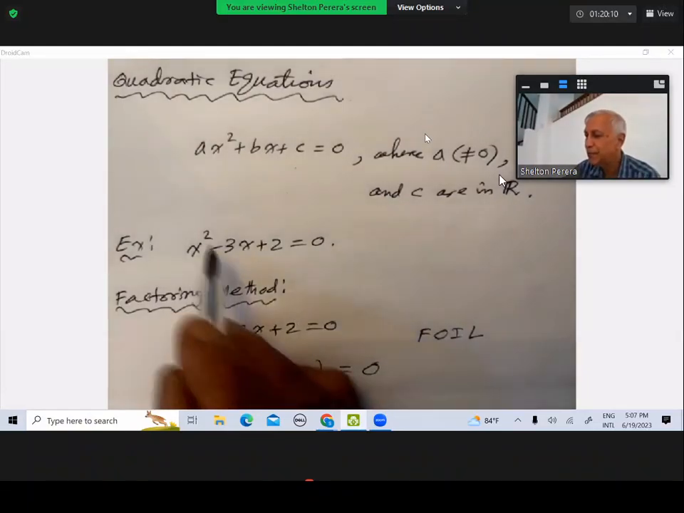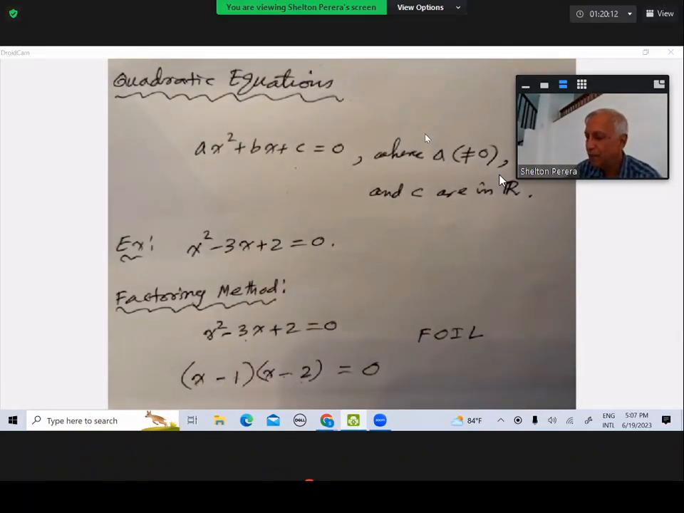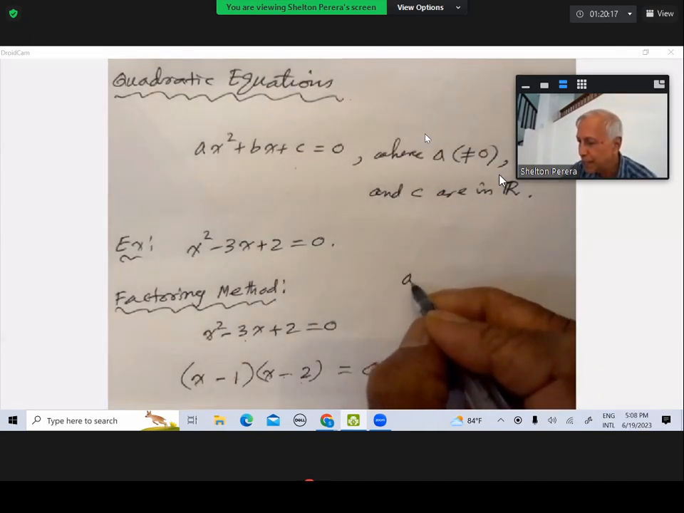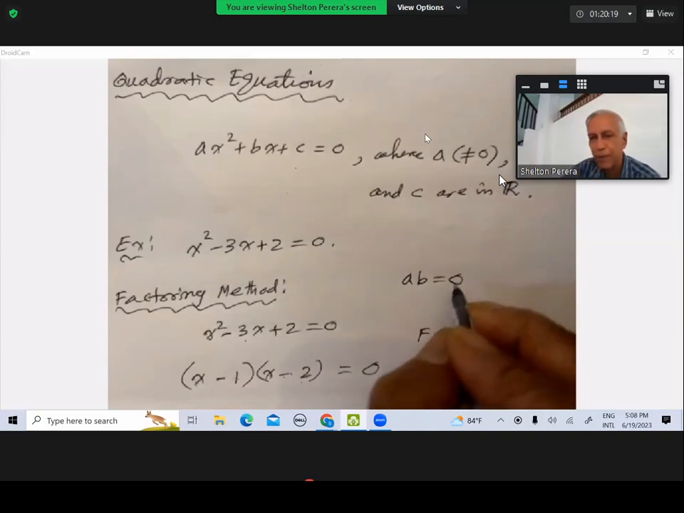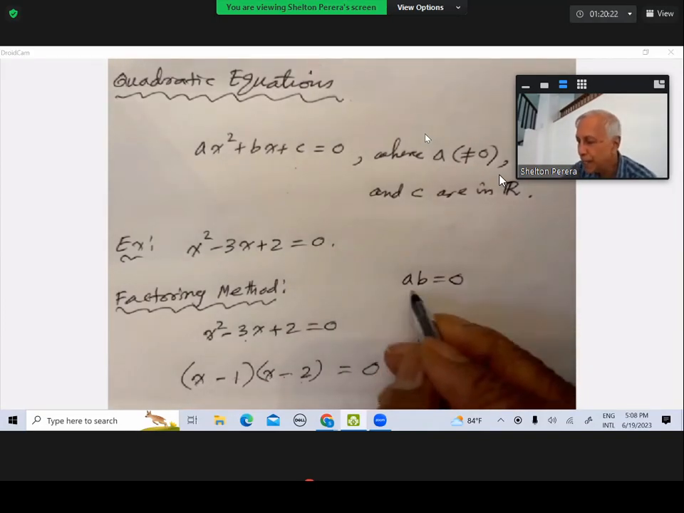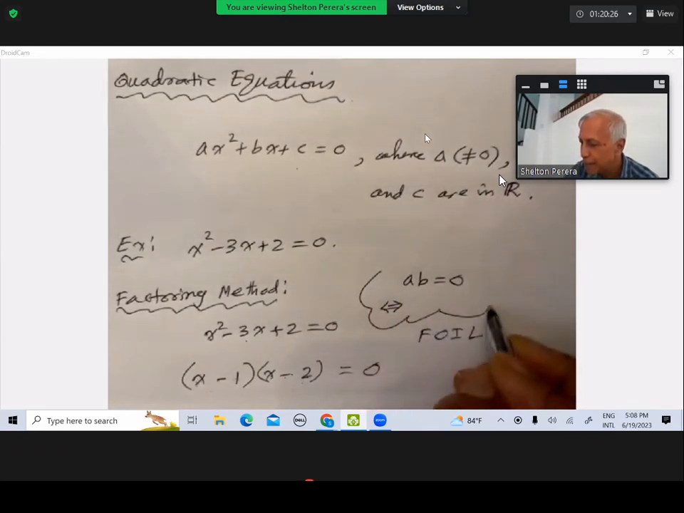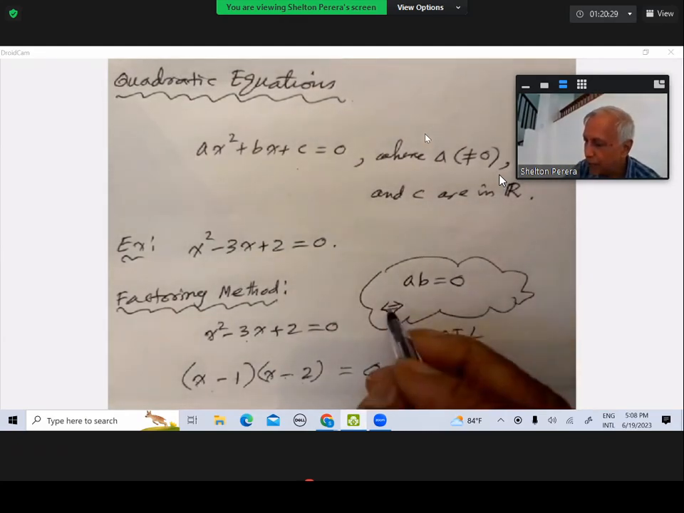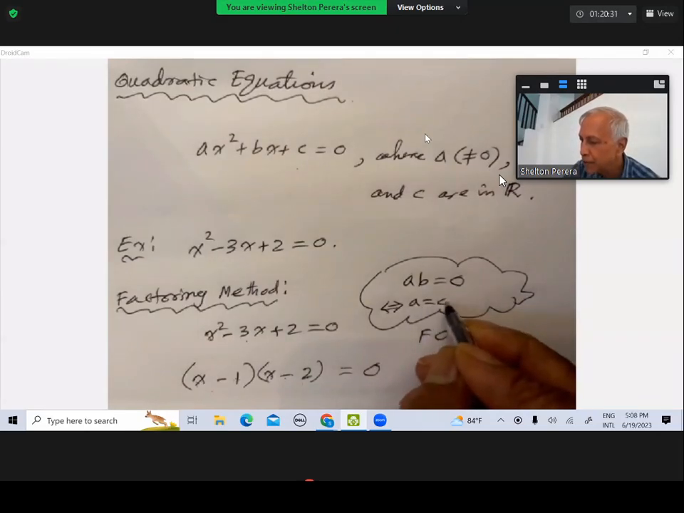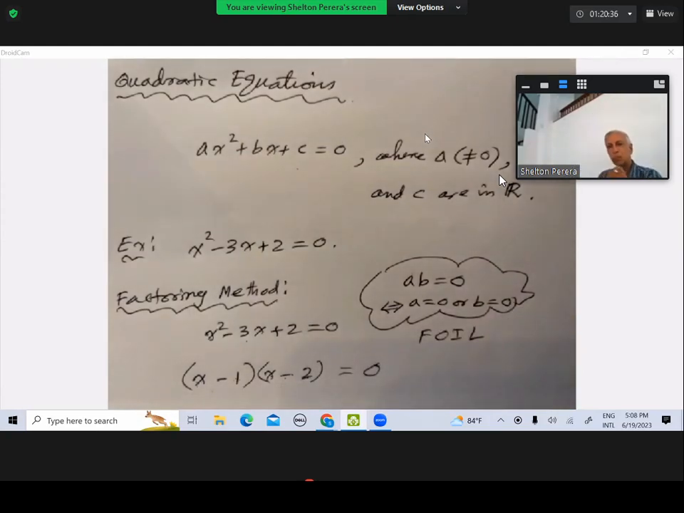So this one factors. Now it's a property of real numbers that if two real numbers multiply to give you 0, it should be either. This one equation gives me two things. A times B equal to 0 if and only if A equal to 0 or B equal to 0. If you multiply two non-zero numbers, you can never get 0.